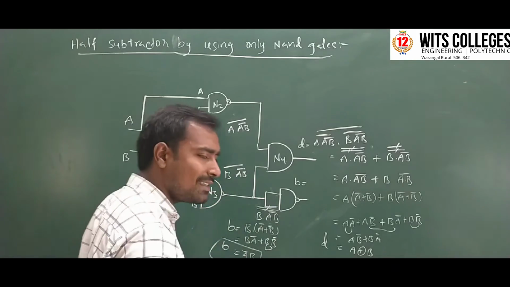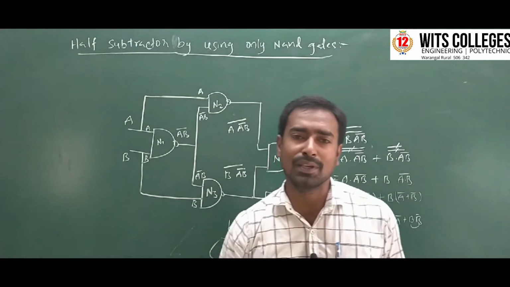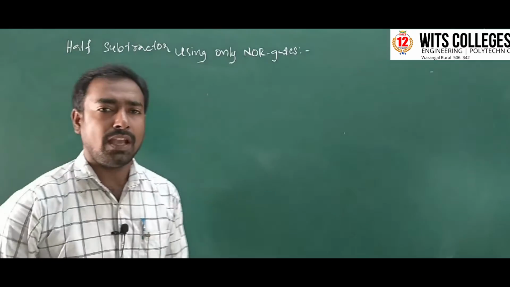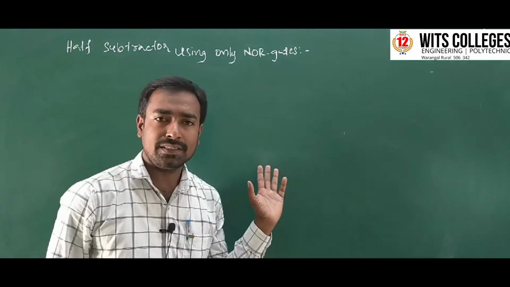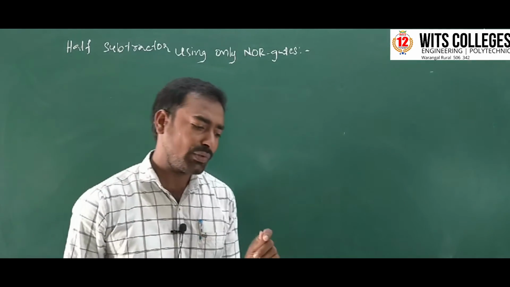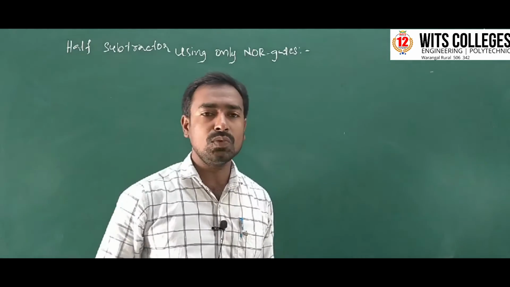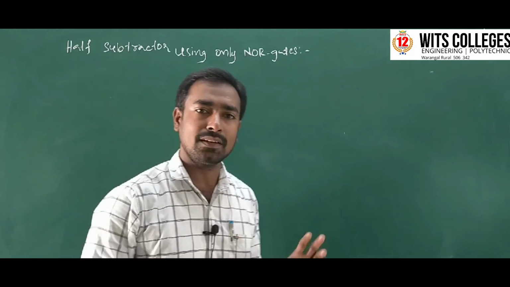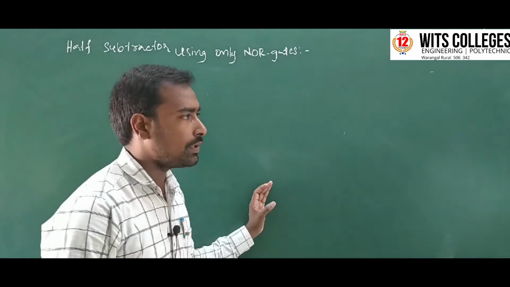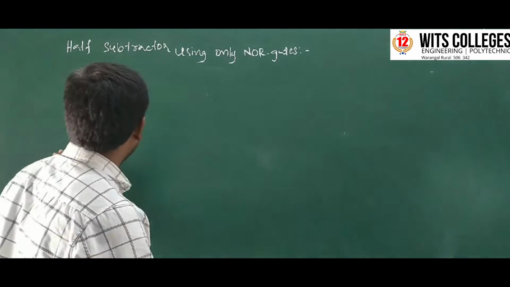So this is the actual designing of the half subtractor by using only NAND gates. Next, here we have the designing of the half subtractor by using only NOR gates. So here we have the universal gates, the NAND gate and NOR gate. By using these two, we can also design the half subtractor. Okay, so here is the designing of the half subtractor by using only NOR gates.